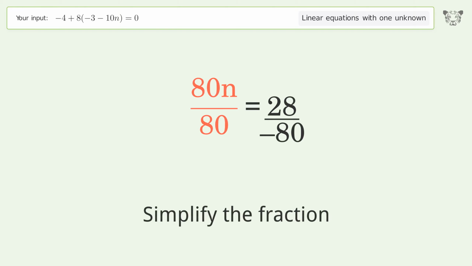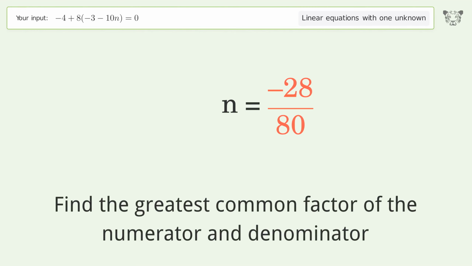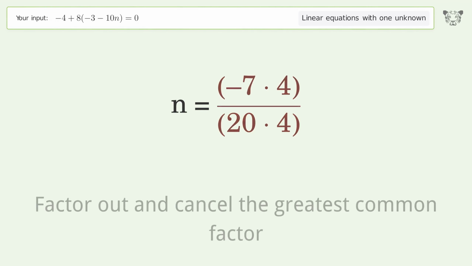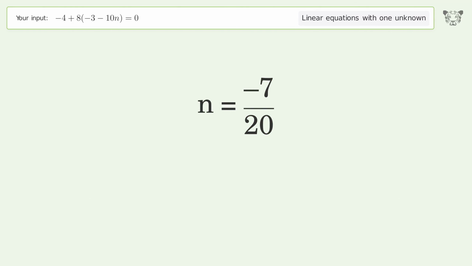Simplify the fraction. Move the negative sign from the denominator to the numerator. Find the greatest common factor of the numerator and denominator. Factor out and cancel the greatest common factor. And so the final result is n equals -7/20.